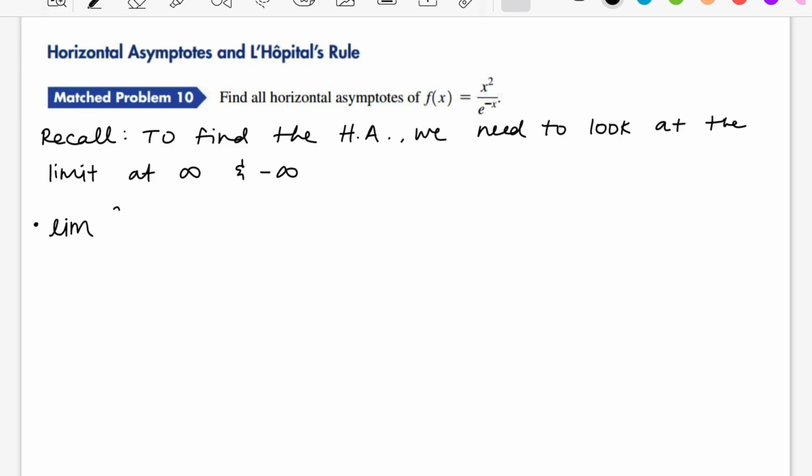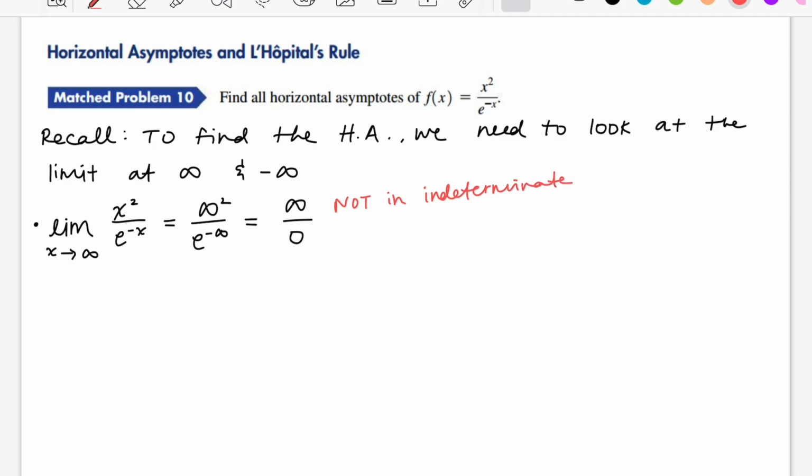So we're going to take the limit of our function as x goes to positive infinity. So in this case, we'll get infinity squared over e to the minus infinity. So we'll get infinity over 0. Now we can't divide by 0, but we're not in indeterminate form. Okay, we would either need 0 over 0 or infinity over infinity. So what we're going to do in this case is do an algebraic simplification.